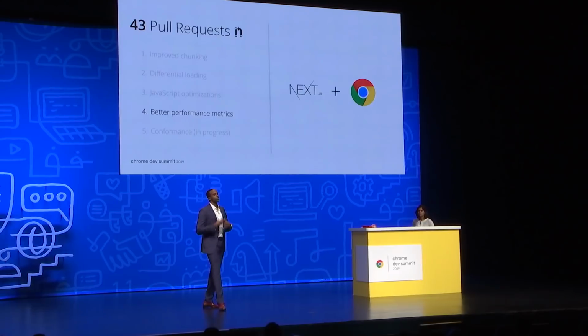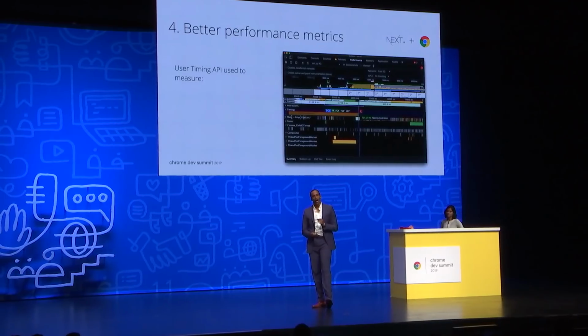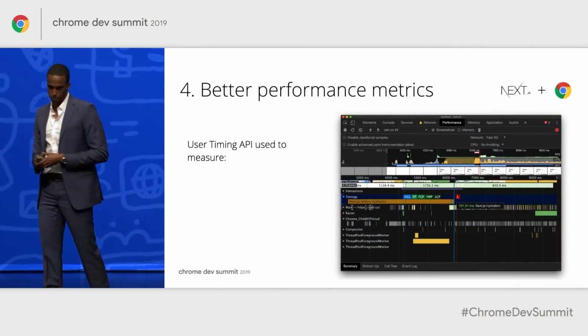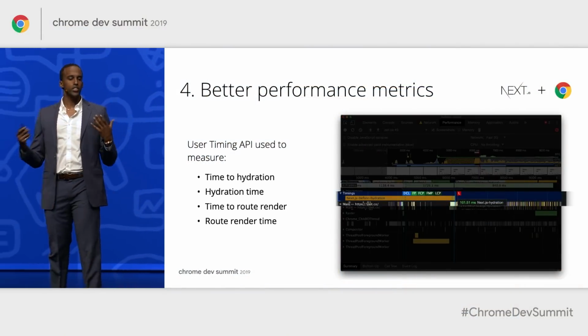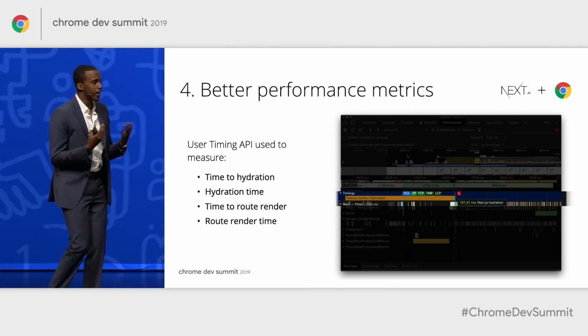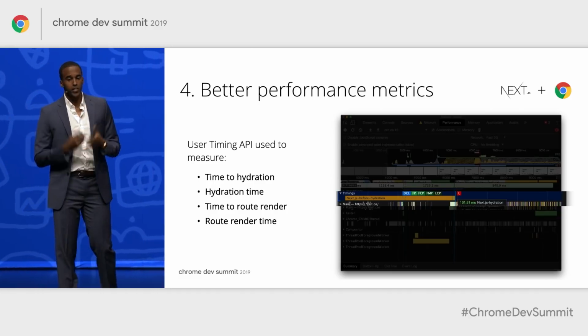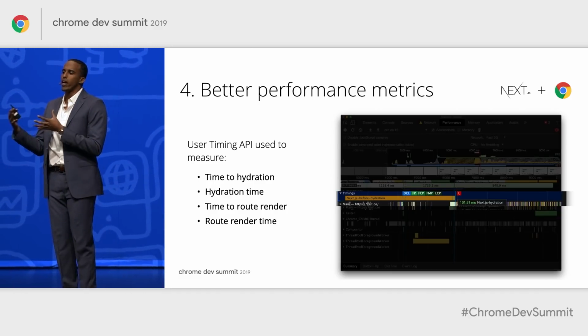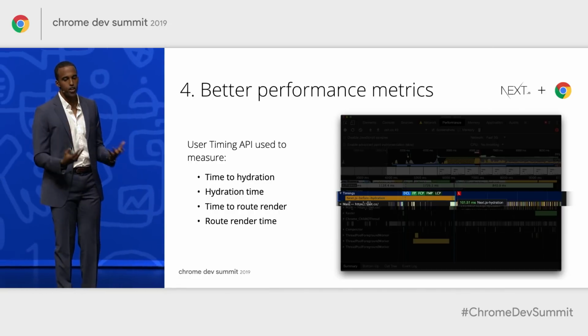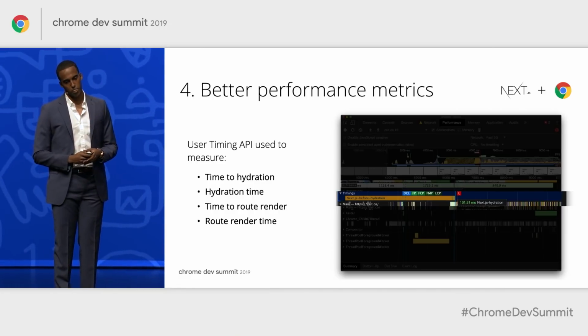Another thing that we did was try and improve how we track performance in a framework like Next.js. And we did this by leveraging the User Timing API to add marks and measures for key points in the application lifecycle. This includes the time it takes for hydration to begin after loading a page, and the time it takes for hydration to complete, and the time it takes for rendering to start once you make a route change, and similarly, how long it takes for a page to finish rendering after navigating to it.